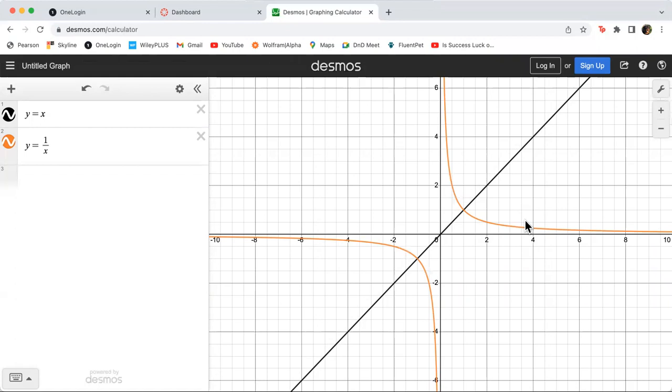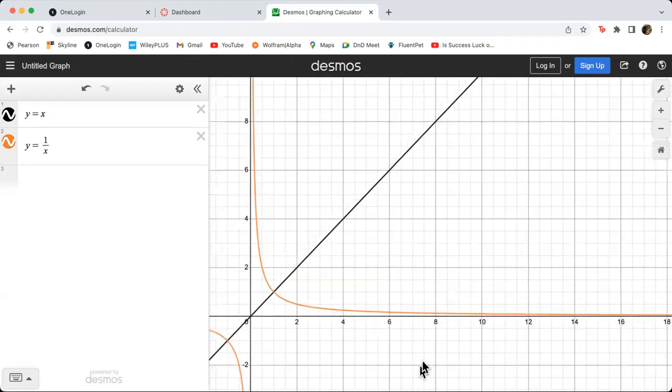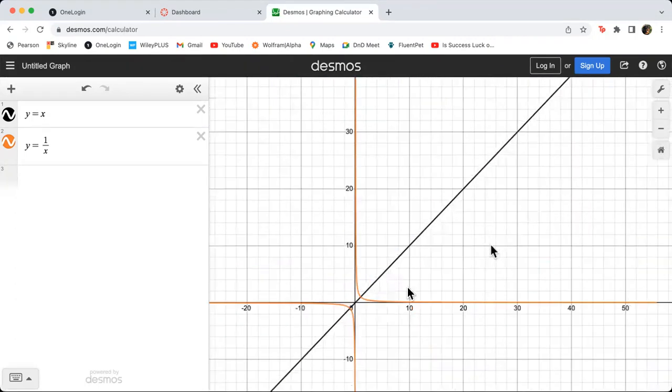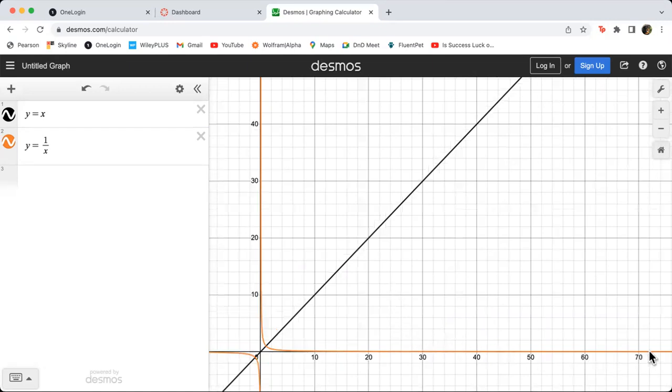In the other direction, when x is getting very large, 1 over x is getting very small. For the same reason, when x is 1,000,000,000,000, 1 over that is very small. So when a number is getting close to 0, its reciprocal is getting close to infinity.